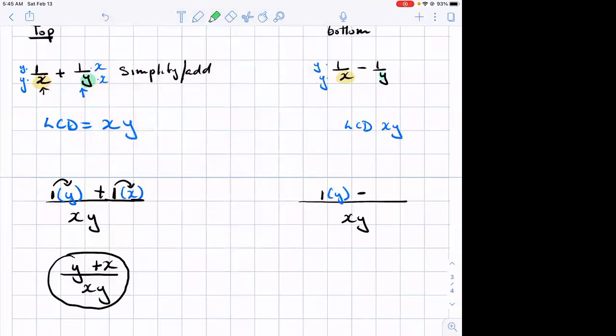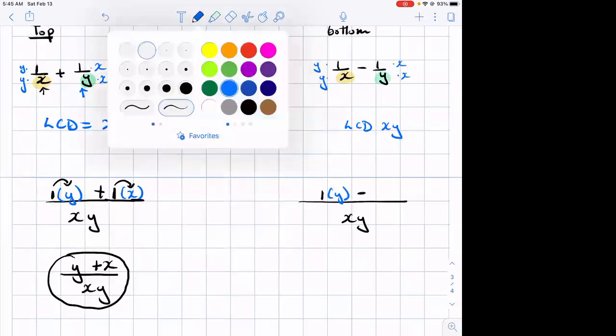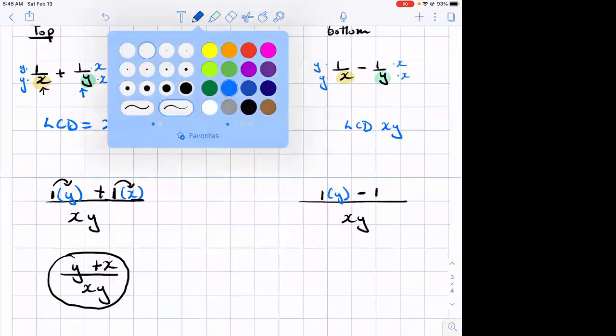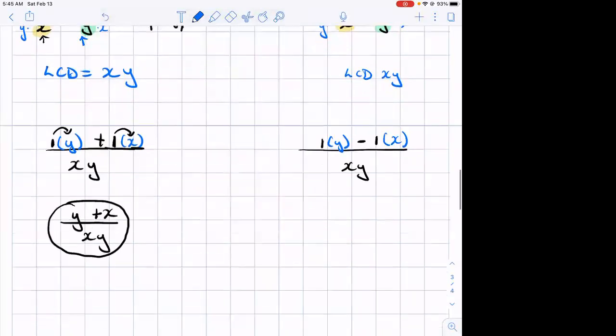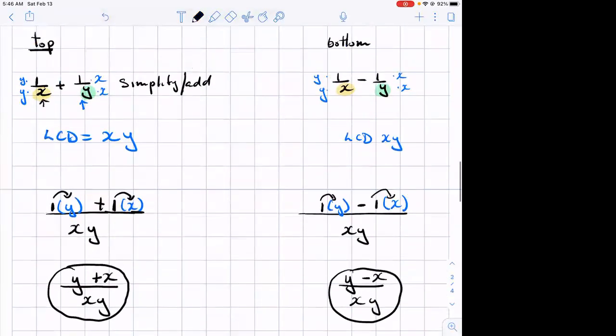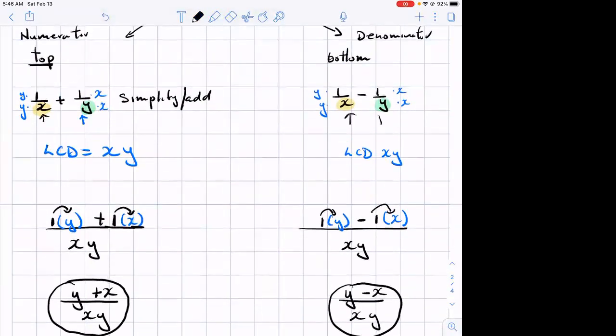If I look at this denominator here, I have a y, so I have to multiply that by x. So my numerator here will be 1 times x. And then if I multiply this, 1 times y is y, minus 1 times x is minus x over xy. So once again, here we have one fraction. Before we had two fractions, right? One minus another.